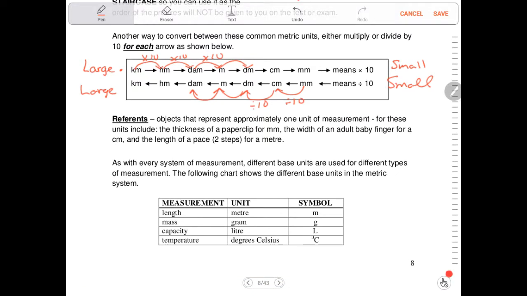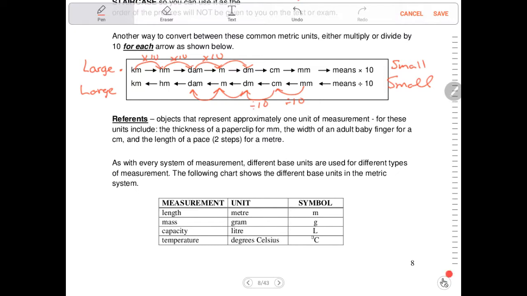The next thing that you should know about are called referents. This might come up here or there. Referents are objects that represent approximately 1 unit of measurement. For these units, the thickness of a paperclip for millimeters, the width of an adult baby finger for a centimeter, the length of a pace, 2 steps, for a meter. We're not always going to have a ruler or a measuring tape around us. A referent is an everyday object we could use to somewhat estimate a measurement.